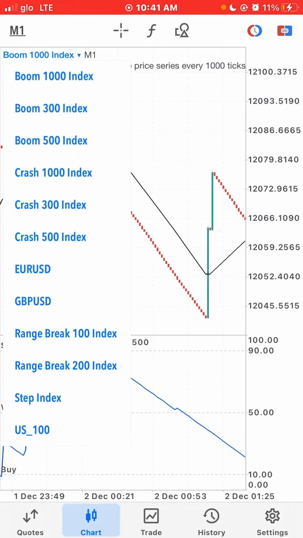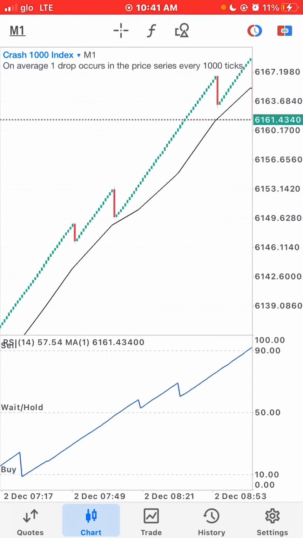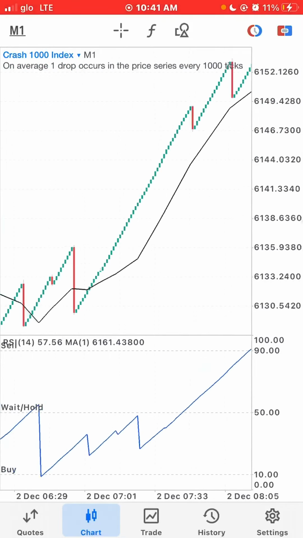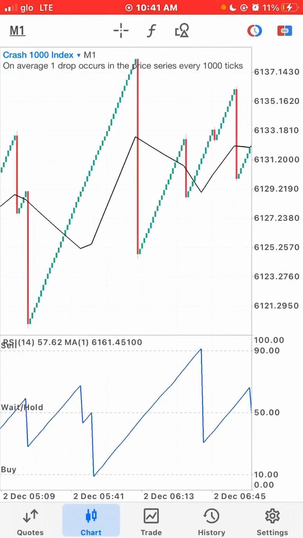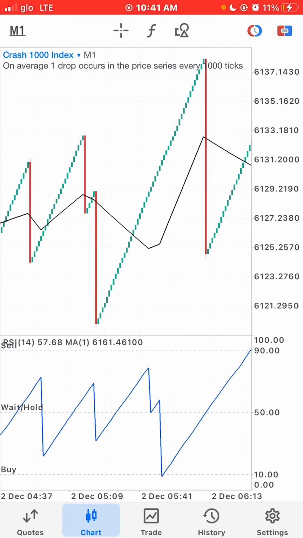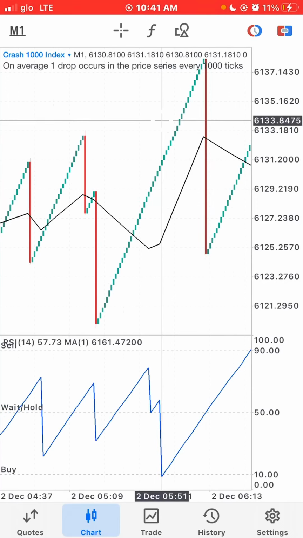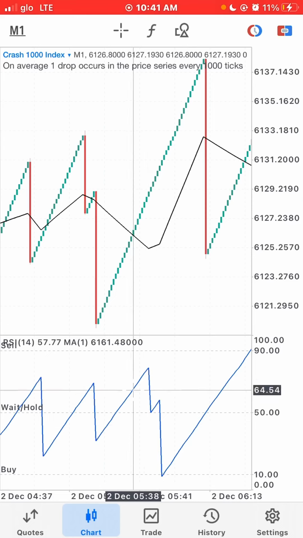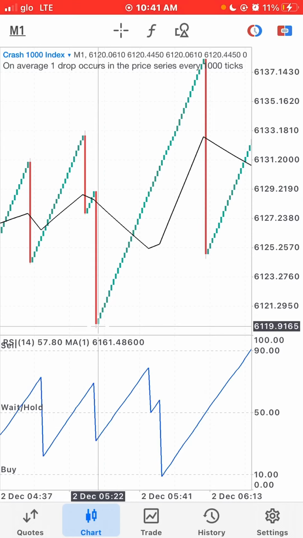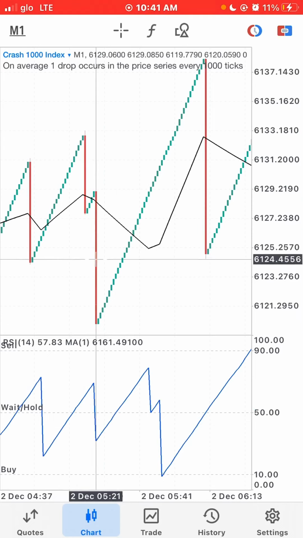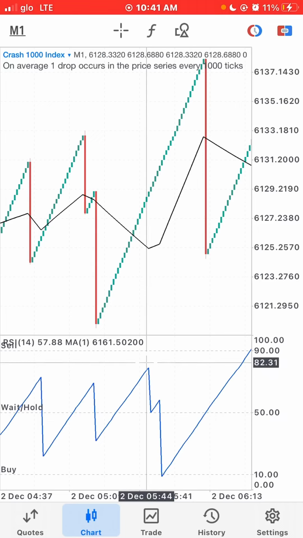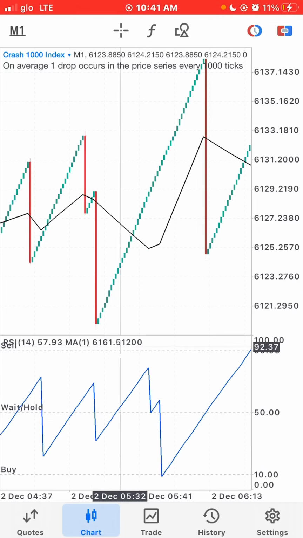Okay, so let's go to Crash 1000. The same thing happens in Crash 1000. In Crash 1000, we are going to be looking for buying market conditions, only buying market conditions. So here, when the spike happened, we have to wait.